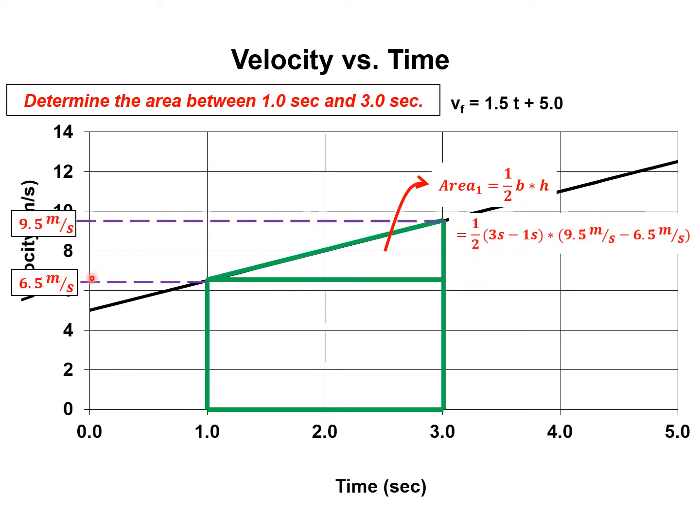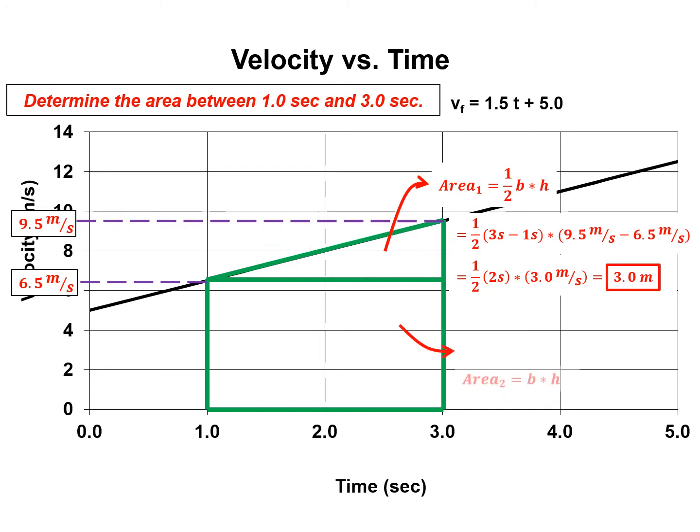That's 6.5 meters per second here and 9.5 meters per second at the top. So 1/2 the base, it's 3 minus 1, and then the height is 9.5 minus 6.5. So it's half of 2 seconds times 3 meters per second, and that gives me 3 meters for the area of this portion right here.